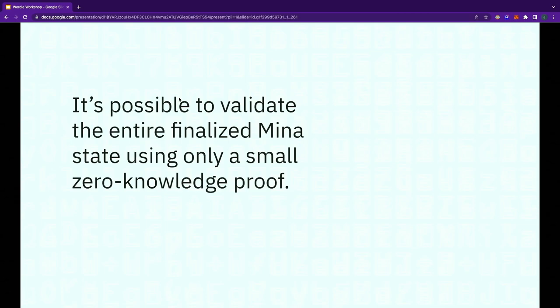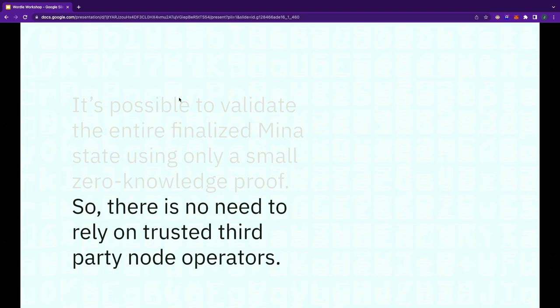What that means is that you can verify this proof anywhere. It's pretty easy to do. It doesn't require a lot of storage or networking overhead. And the end result of this is that there's not really a reason to rely on trusted third-party node operators.